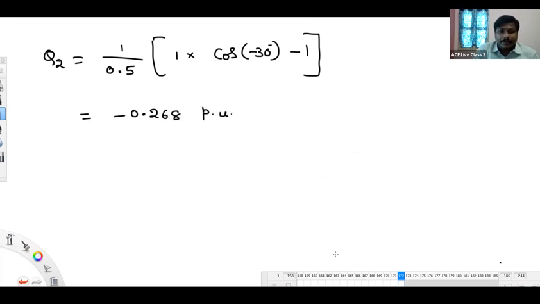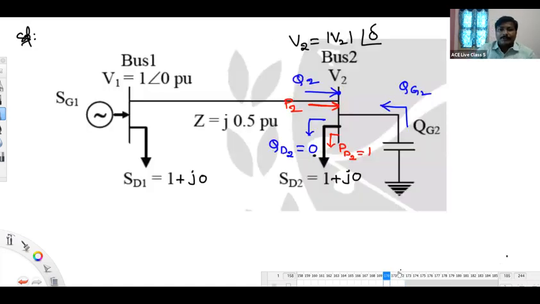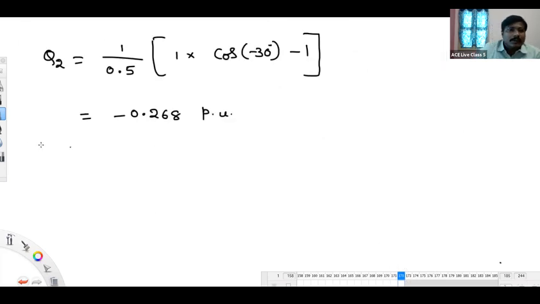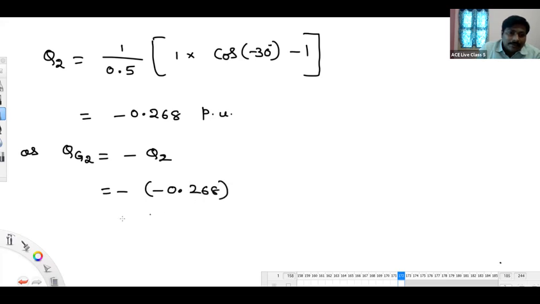So Q2 value is minus 0.268 per unit. But what we need now is QG2, right? What is QG2? QG2 is equal to negative of Q2, so minus of minus 0.268 will come to be plus 0.268 per unit.